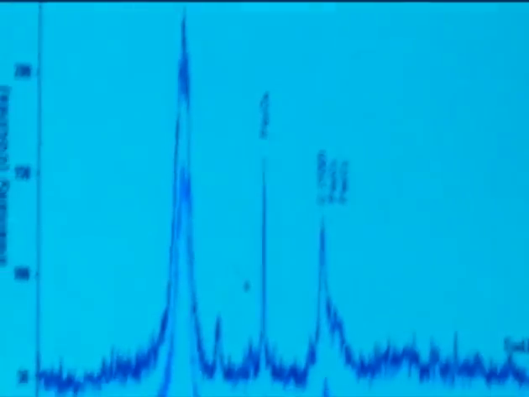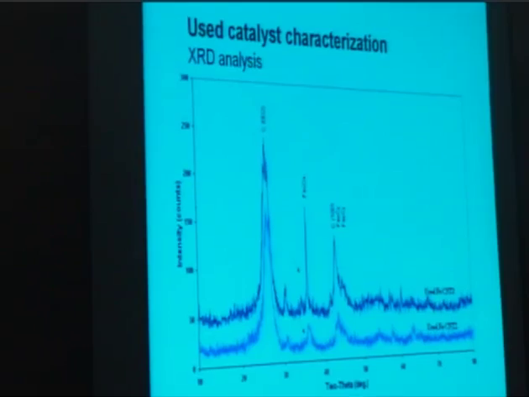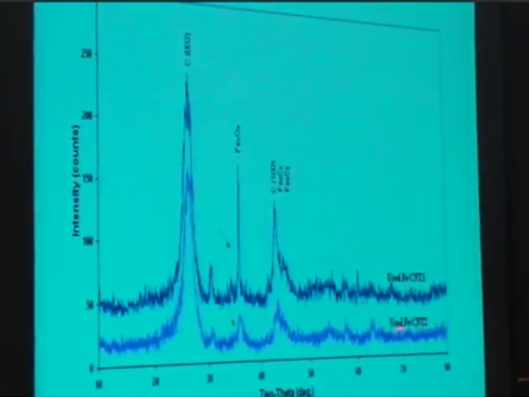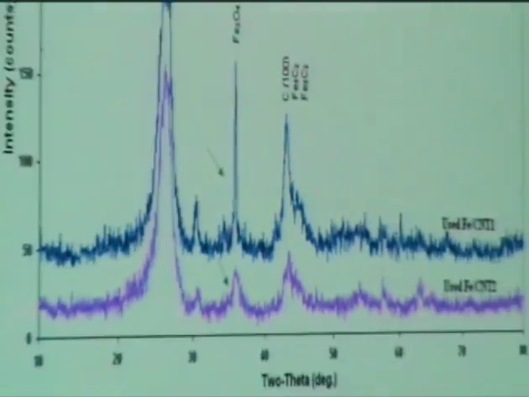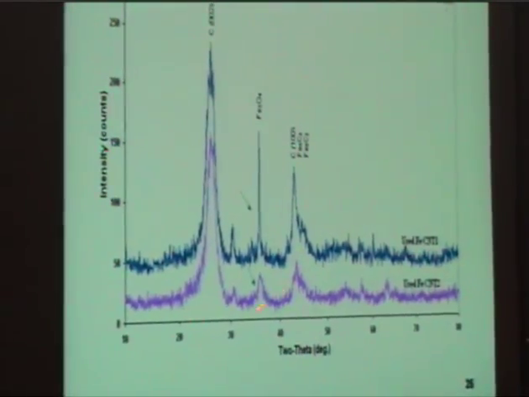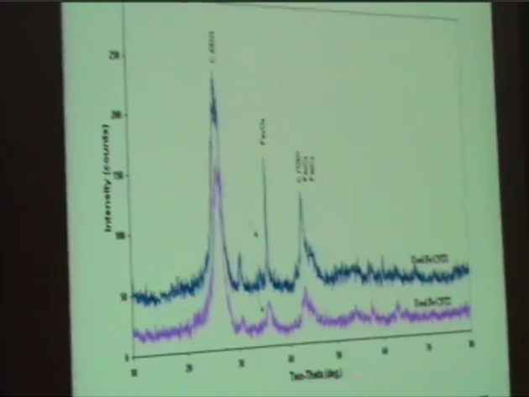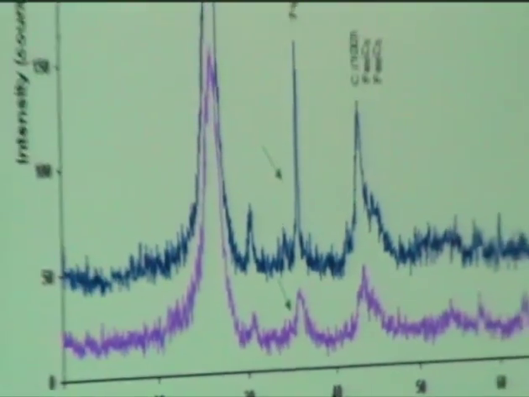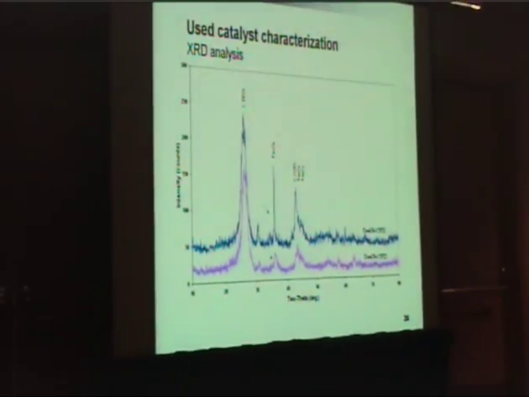To find out the reason for deactivation, we did XRD analysis on our used catalysts. Easily we can see that this is for CNT2 and this is for CNT1. In the case of CNT1, there is a sharp peak for Fe3O4, which shows a significant increase in the particle size. But in the case of the used CNT2 catalyst, the particle size remained constant.